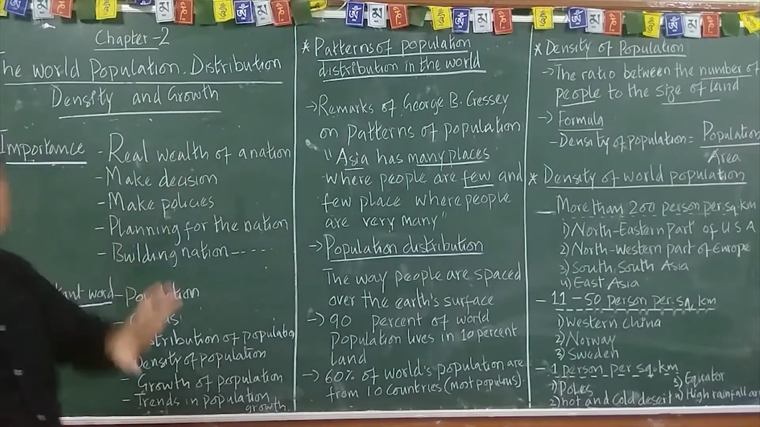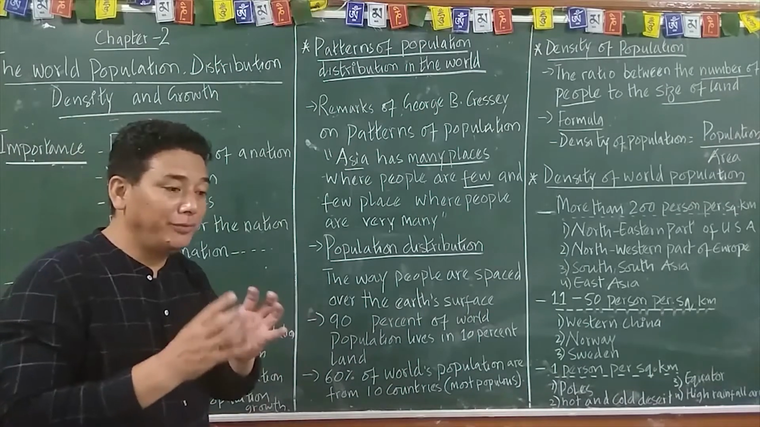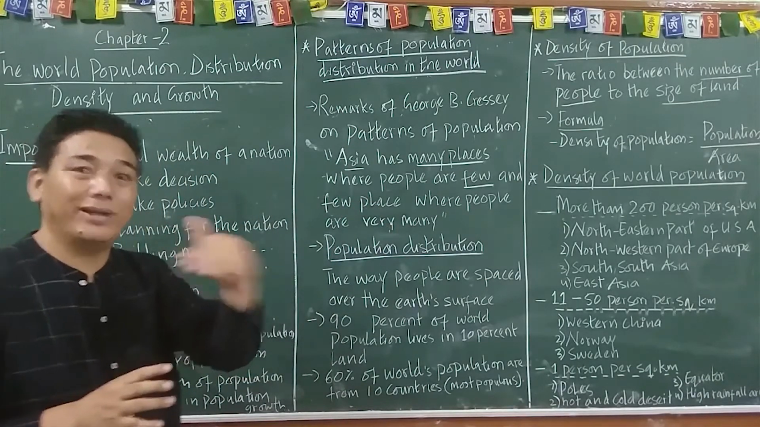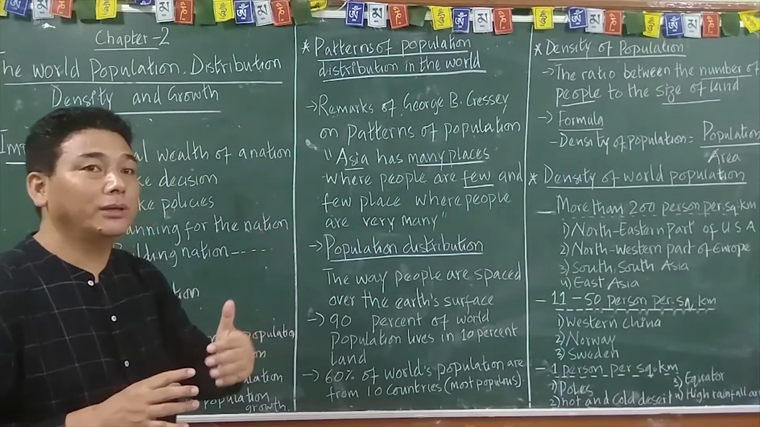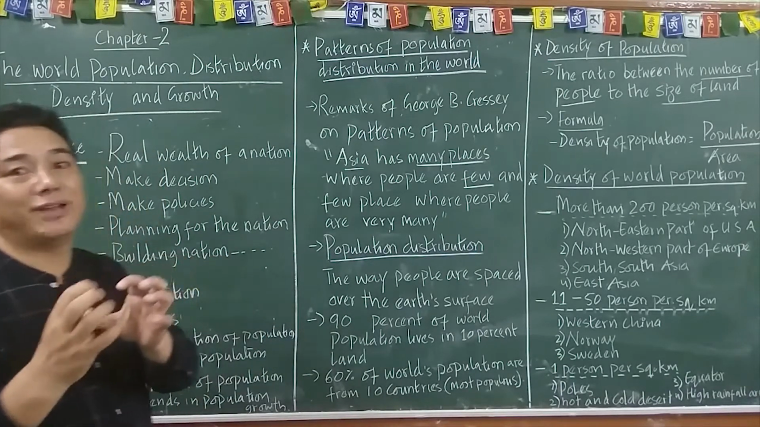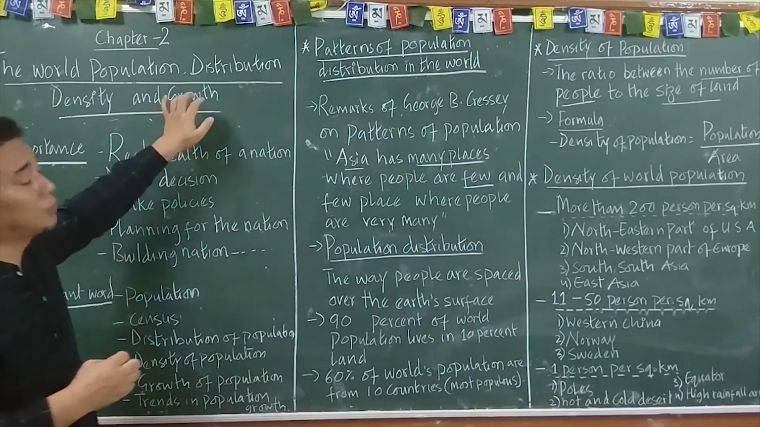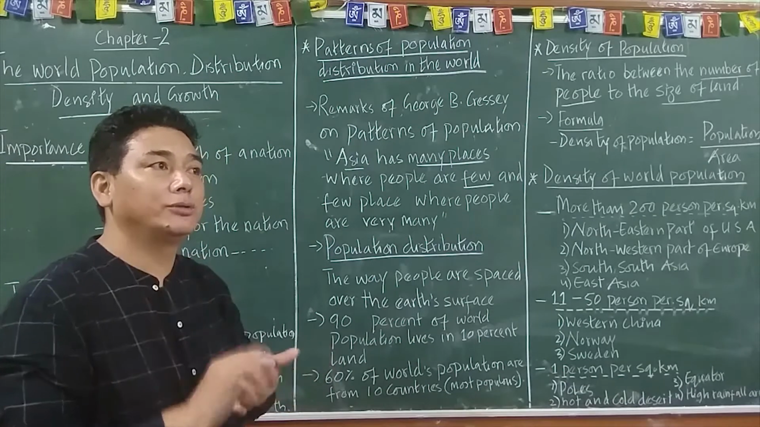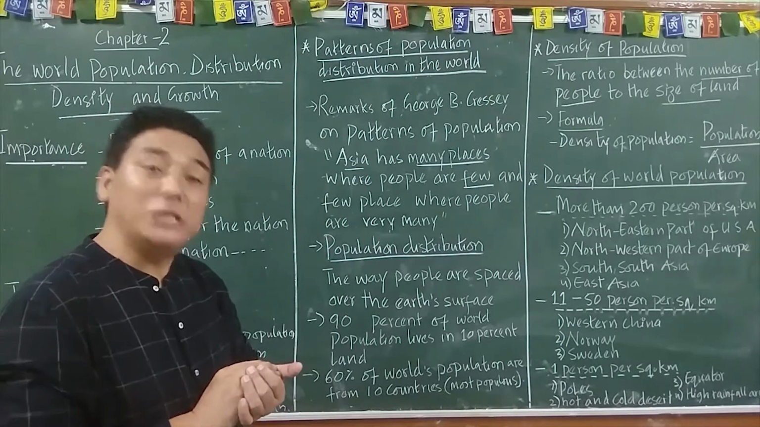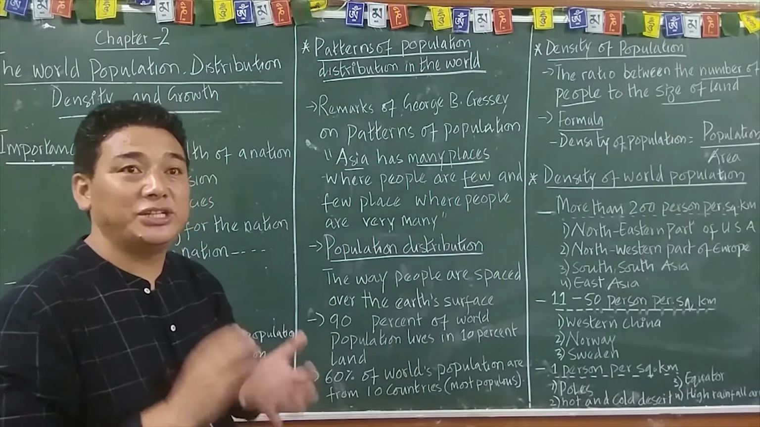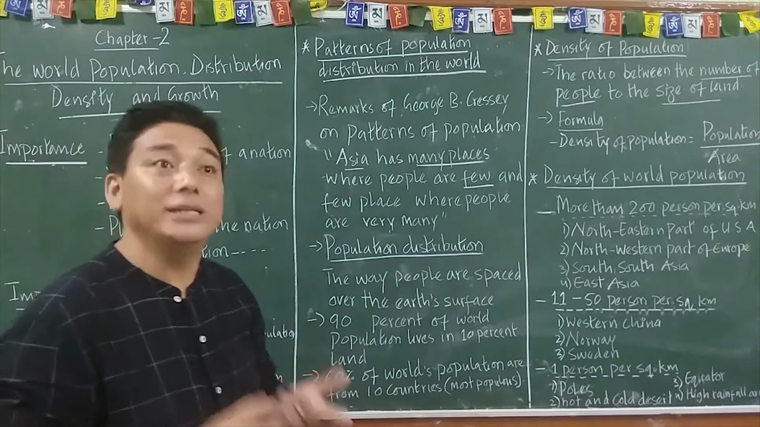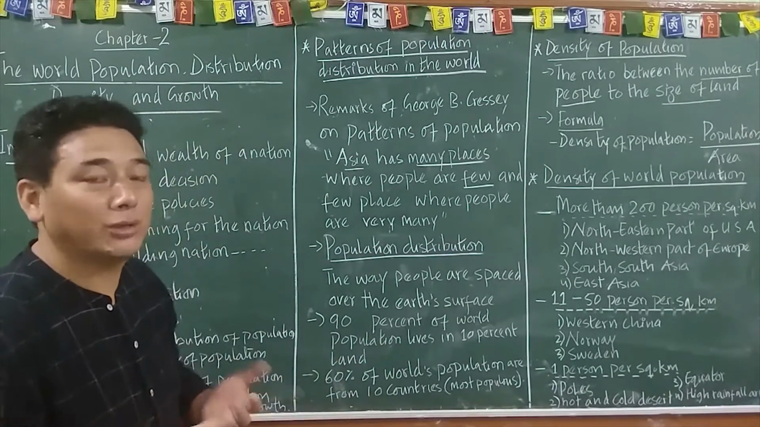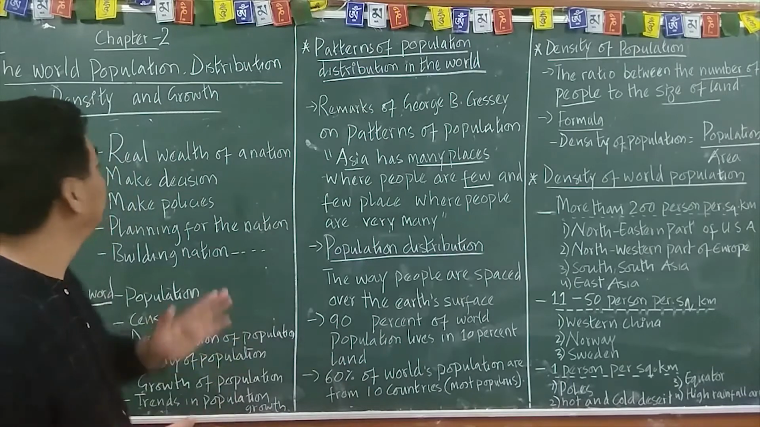And density of population. It's a ratio between the number of people and the land, or the size of land. Okay? How many people are living in that very size of land? And growth of population. Growth here means it is talking about changes. All right? Changes. So growth of population is changes. Changes can be negative, positive, and so on. Those parts we will touch on later.